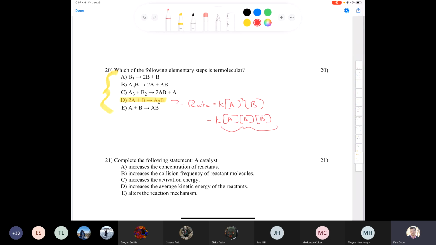And in this reaction, we have 3 molecules colliding. Okay, I didn't say it had to be 3 different molecules. I said it had to be 3 molecules. And since there are 3 molecules, right? If we look at the first one, it is unimolecular, this one is unimolecular, this one's bimolecular, and this one's bimolecular. And so only D is termolecular.